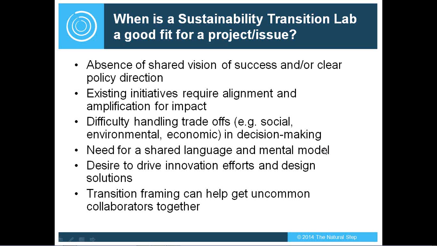So this transition kind of implies a sort of respect and honor and acknowledgement of where we are today, in addition to a recognition that there's a need for a change to a future state. And that kind of ethic is baked into the Sustainability Transition Lab, and I think there are particular issues where that kind of framing can be useful.